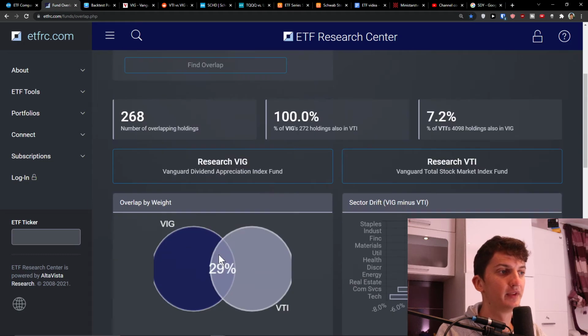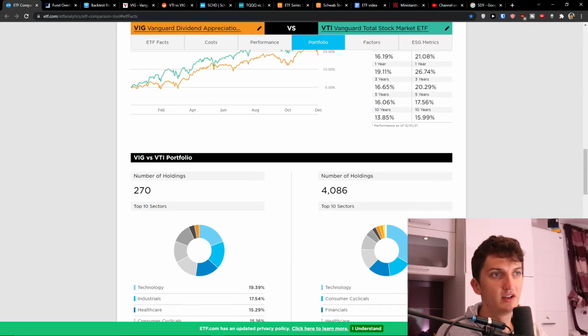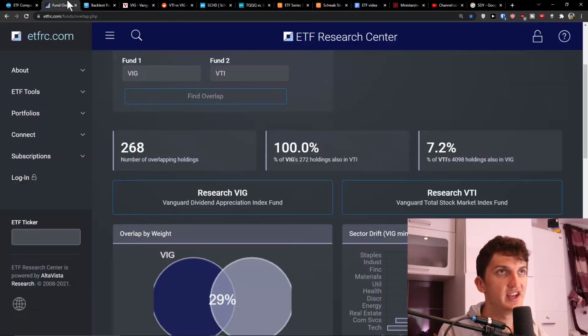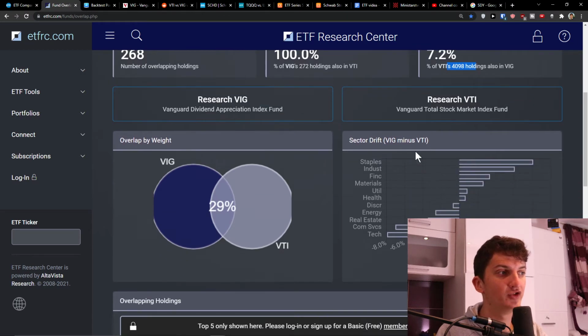Find overlap, and look at this. 100% of all VIG holdings we would find in VTI. On the other hand, only 7.2% of VTI holdings we would find in VIG. And you see the big difference here. Staples, industrial, and finance are high with VIG. On the other hand, tech and real estate we see more with VTI, and they are overlapping by 29% in weight.